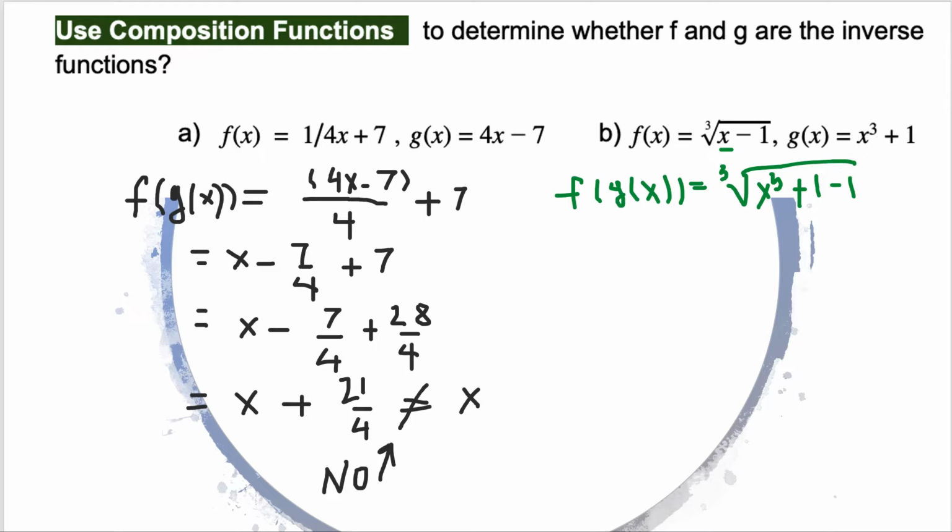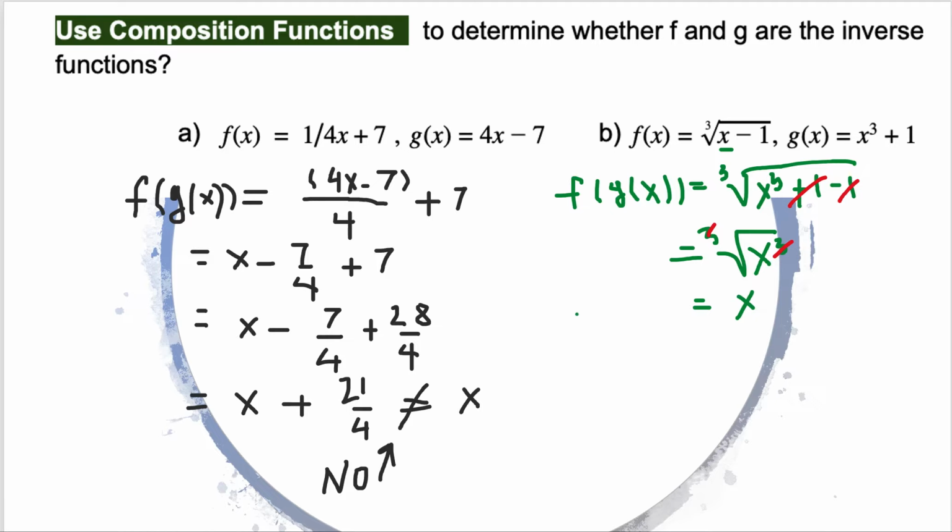Here we see we have a plus 1 and a minus 1. We can cancel those two. What remains is equal to the cubic root of x cubed. Again, I can simplify the cube with the cubic root, and the remainder is equal to x. So it means that the first condition is satisfied. But let's see, does it satisfy the second condition?